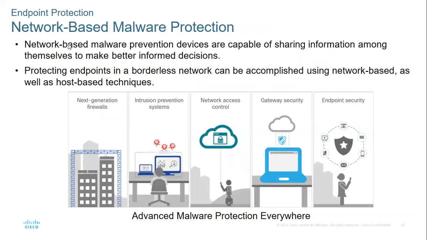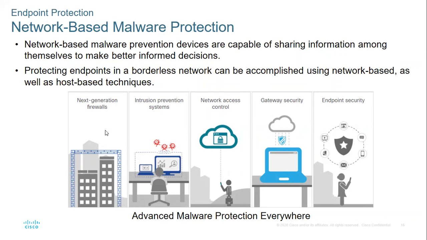Then we have network-based malware protection. This is very, very important. Apart from having host-based malware protection, you can also have network-based malware protection. Cisco has what is known as the Cisco AMP, which can be included on the standalone firewall. A standalone firewall is a network-based firewall. Inside there, we can have the Cisco AMP, which will be able to prevent malware from entering your organization.